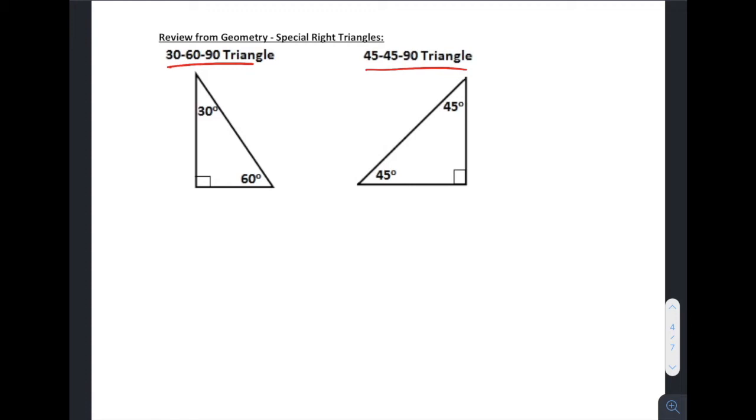So for a 30, 60, 90 triangle, the way that we think about the relationships is I think about the 30, 60, 90 triangle as half of an equilateral triangle, right? If we imagine that this is a 60 and that this is 30, this whole big triangle out here would be an equilateral triangle.